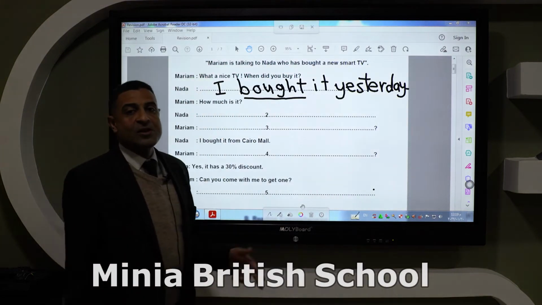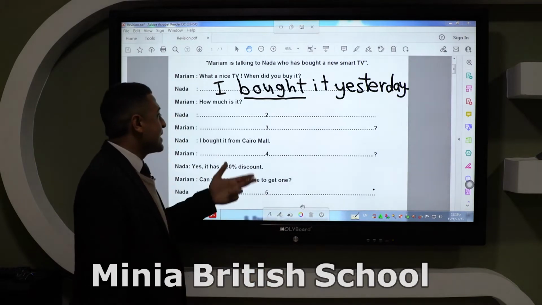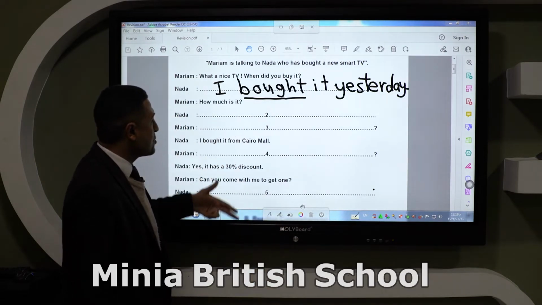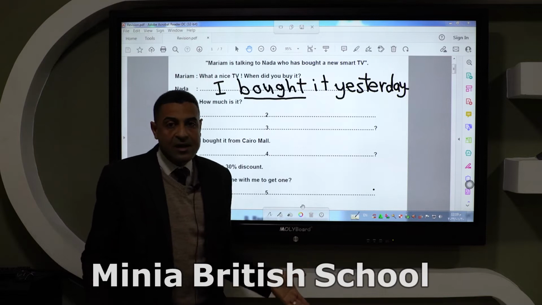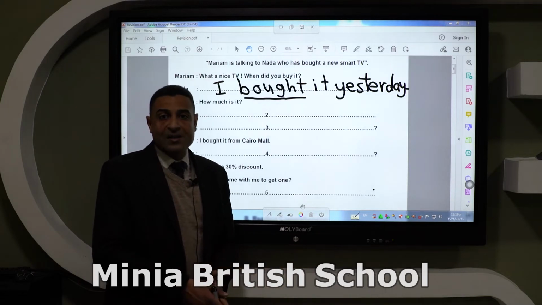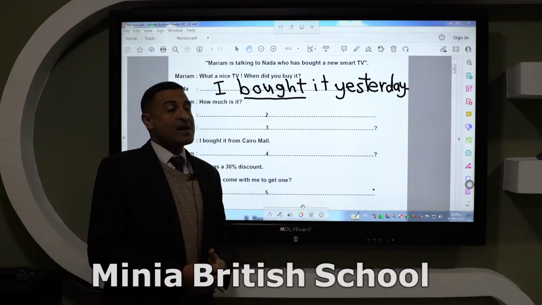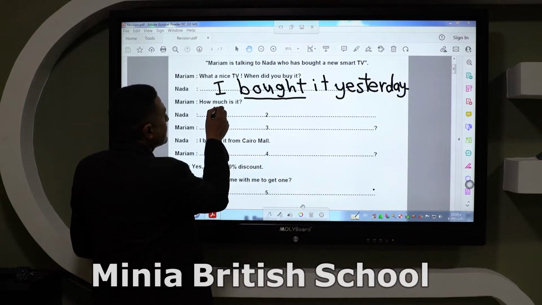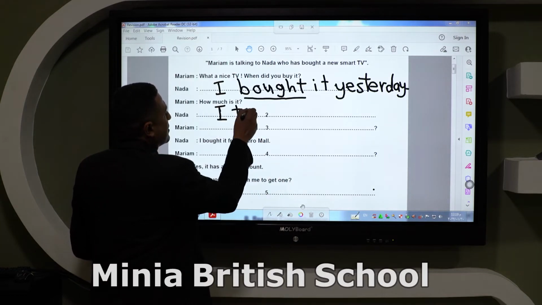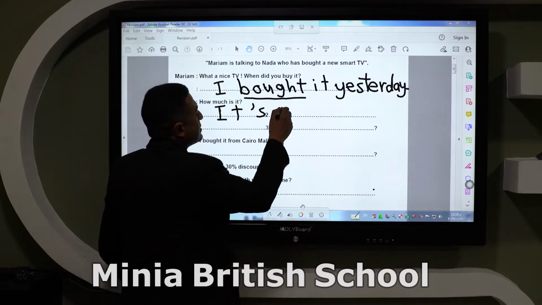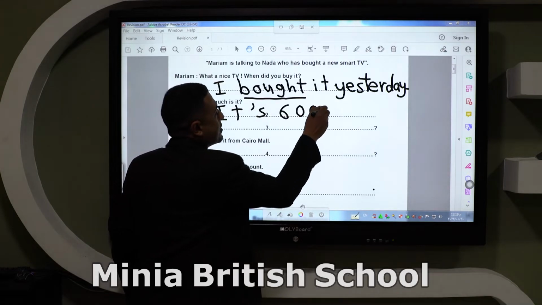How much is it? So here, according to the written sentences, I don't have any clue for the price. So I can imagine the price. So I can say it's 6,000 pounds.